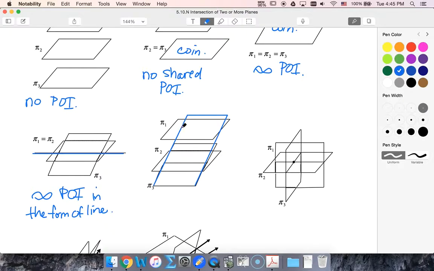So I would intersect in a line here. I also have my line of intersection down here. But of course, these 2 lines are not the same line. So again, there's no shared points of intersection. Now, if all 3 planes are perpendicular to each other, then they will intersect in exactly 1 point.